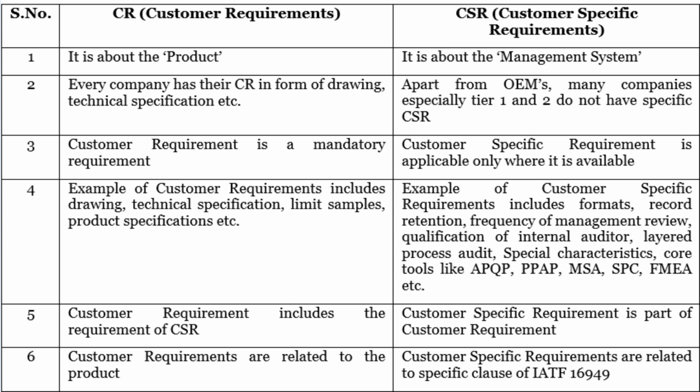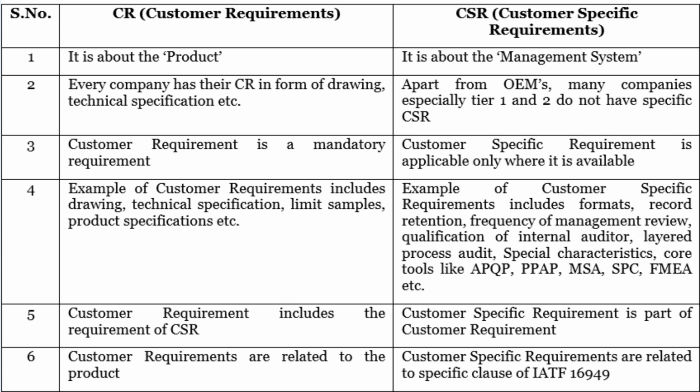When we talk about customer requirement, we talk about examples like drawings, technical specifications, limit sample, product specification, packaging standard, etc. On the other hand, customer specific requirement talks about formats, record retention policy, maybe the frequency of management review, qualification of internal auditors, layered process audit, special characteristics, and what kind of core tools may be applicable like APQP, PPAP, SPC, MSA, and FMEA.